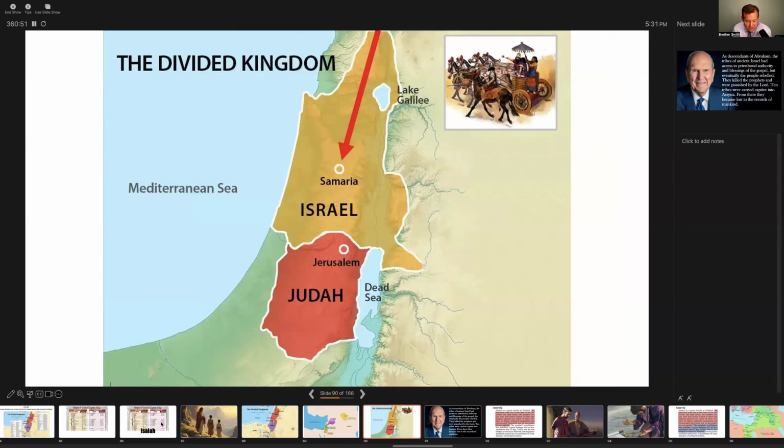Wherefore it shall come to pass that when the Lord hath performed his whole work upon Mount Zion and upon Jerusalem, I will punish the fruit of the stout heart of the king of Assyria and the glory of his high looks. So Assyria is going to come through Israel. They're going to get all the way to Jerusalem, and they're thinking, I'm amazing. Assyria is like, we're amazing.